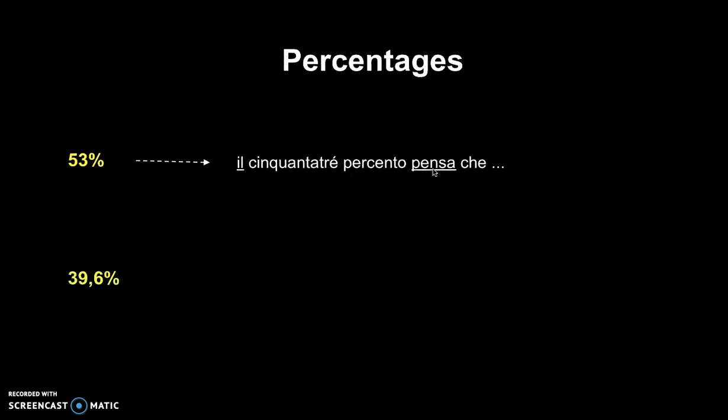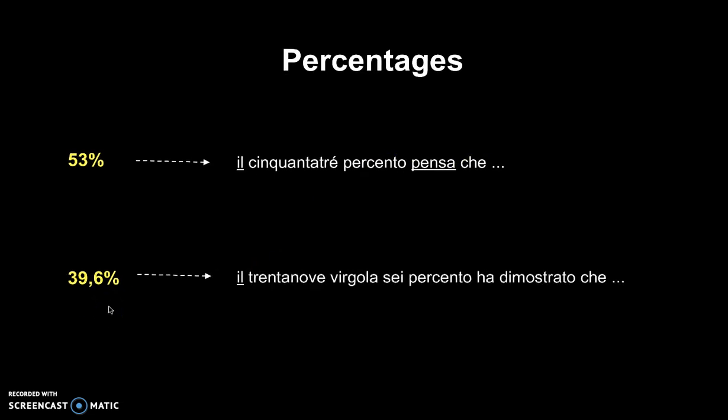Decimal points are often replaced with commas in Italian statistics. So a number like this would be read il 39,6%. For example, il 39,6% ha dimostrato che è difficile trovare lavoro. 39.6% have demonstrated that it is difficult to find a job.